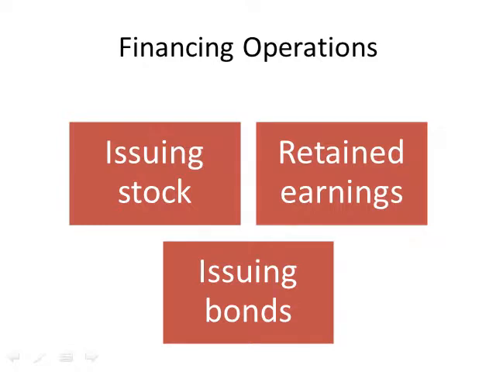Managers must decide how to get money they need to pay for assets. There are three main ways to finance operations: through retained earnings, by issuing stock, or by issuing bonds or notes payable. Each strategy has advantages and disadvantages.